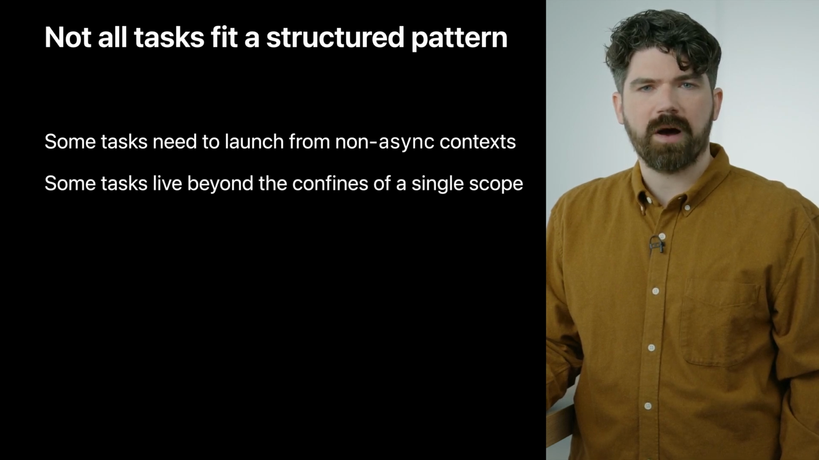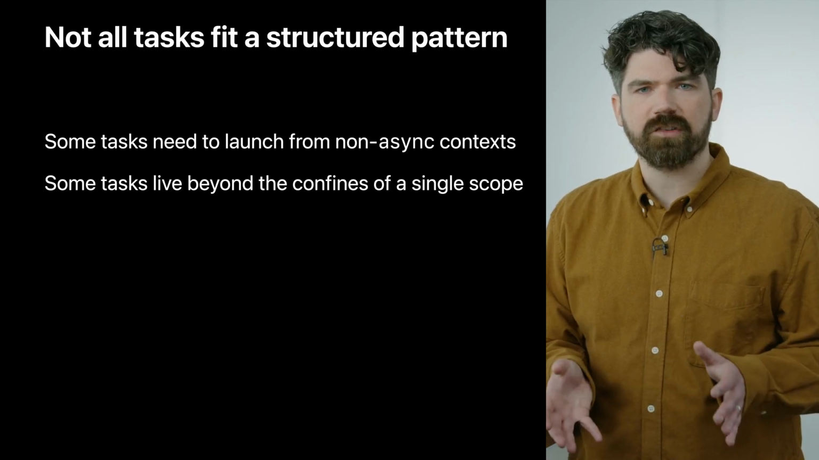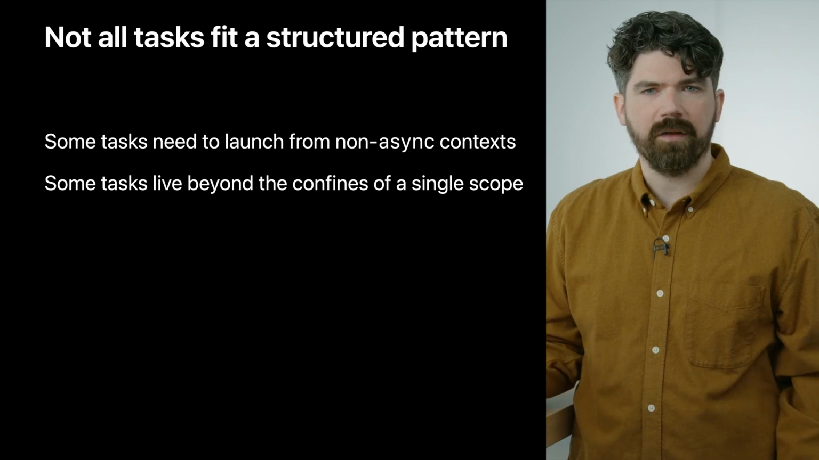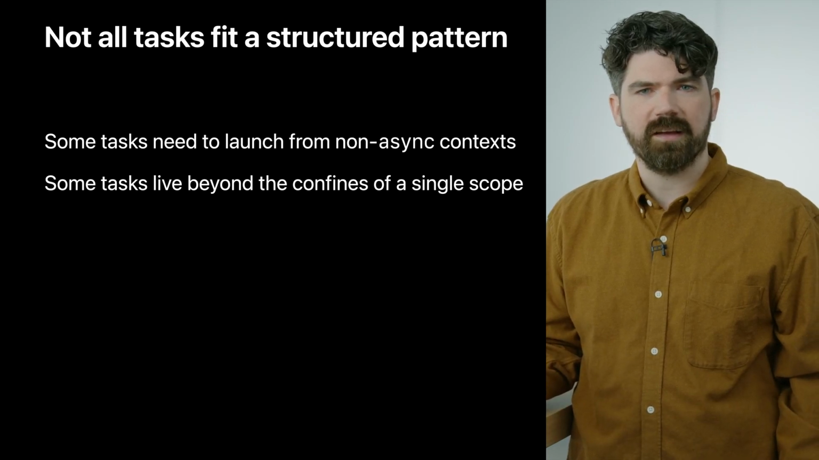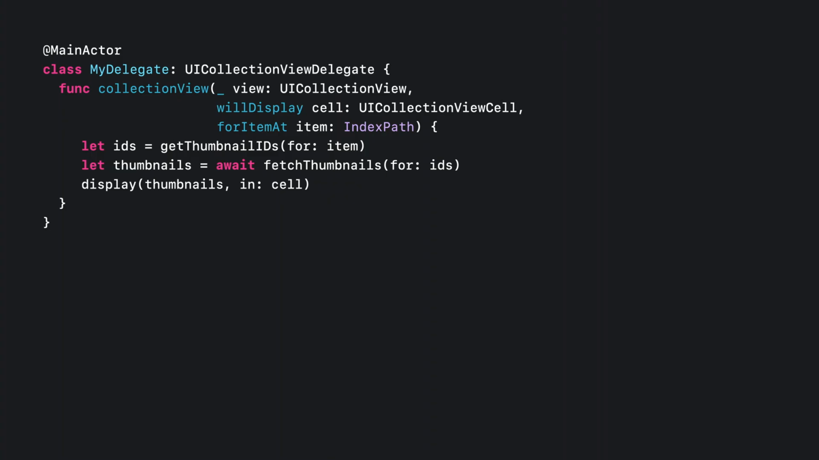Alternatively, the lifetime you want for a task might not fit the confines of a single scope, or even a single function. You may, for instance, want to start a task in response to a method call that puts an object into an active state, and then cancel its execution in response to a different method call that deactivates the object. This comes up a lot when implementing delegate objects in AppKit and UIKit.